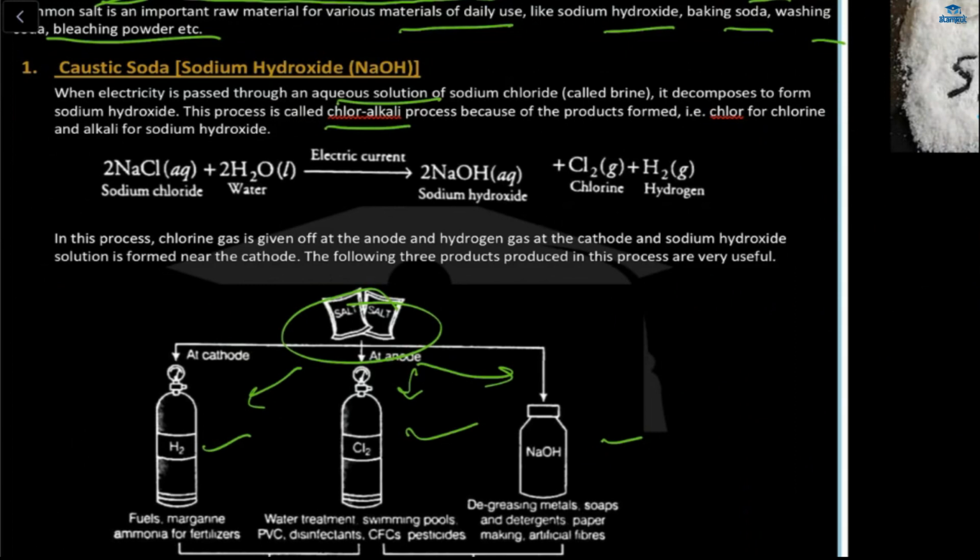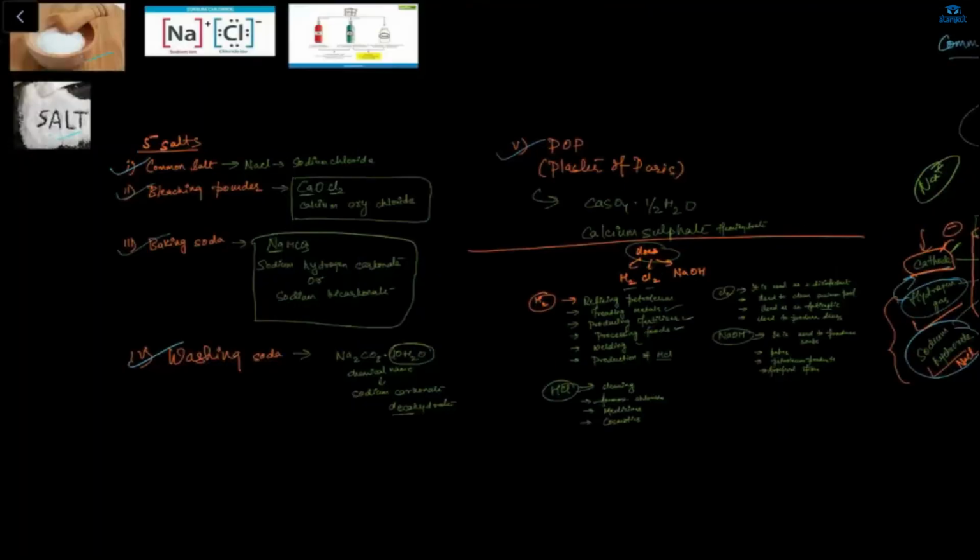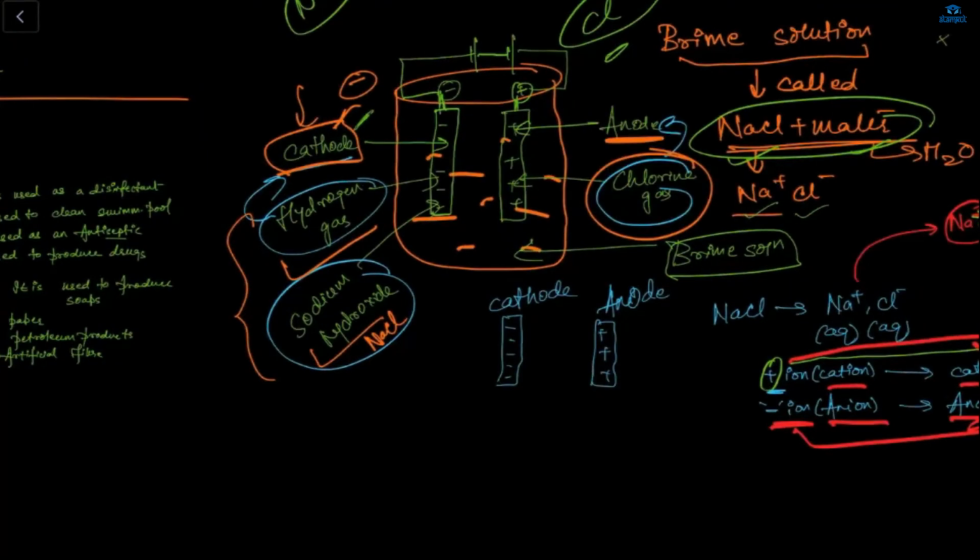So in this, we took a brine solution. Here there are two types of electrodes that we already discussed. One is the cathode, another one is the anode. So here we get hydrogen gas and sodium hydroxide, and at the other one there is chlorine gas.